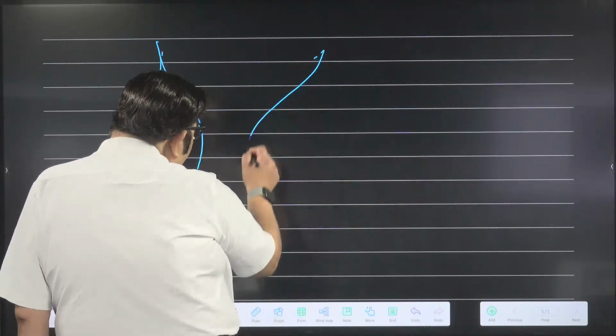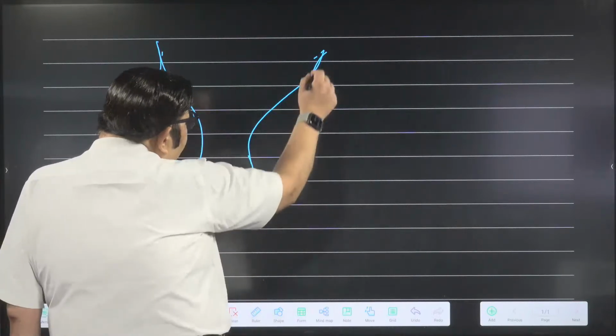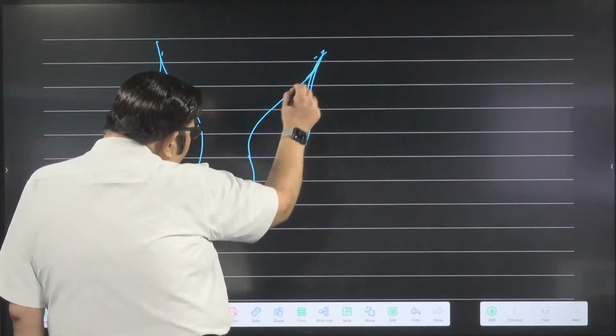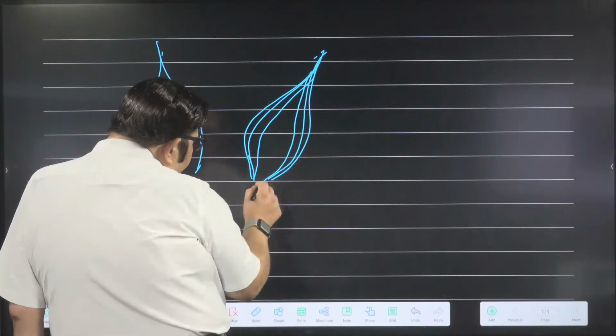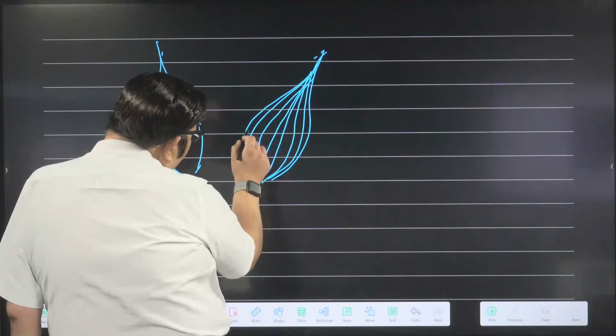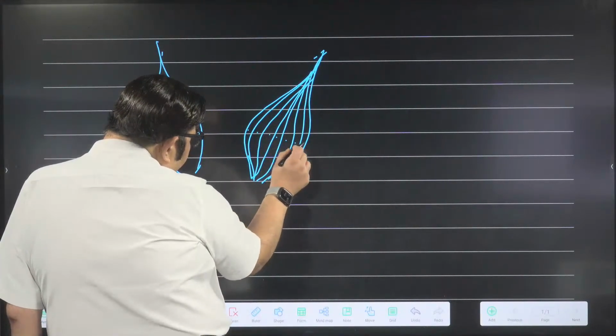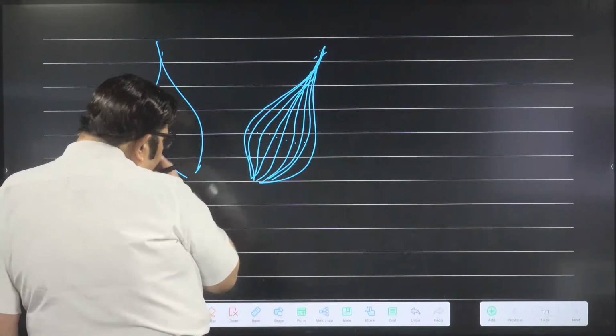Okay, so this goes, and well, the 2 ovaries, each ovary is made up of tubules called ovarioles. How many tubules are there? 8. So 8 tubules are there called ovarioles. So 1, 2, 3, 4, 5, 6, 7, 8. Okay, so total are 8.